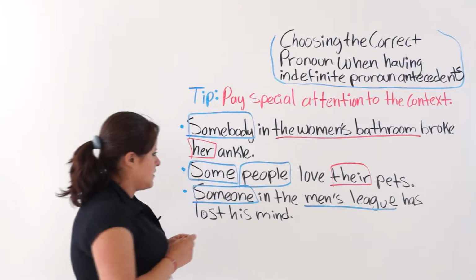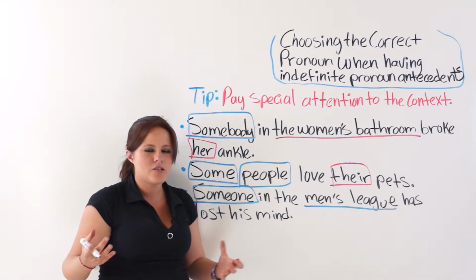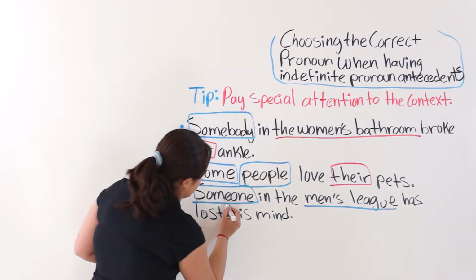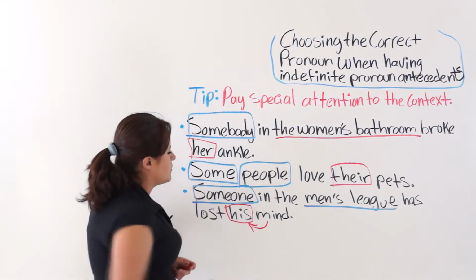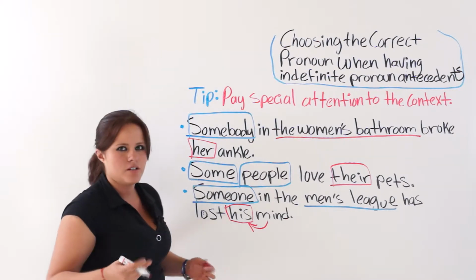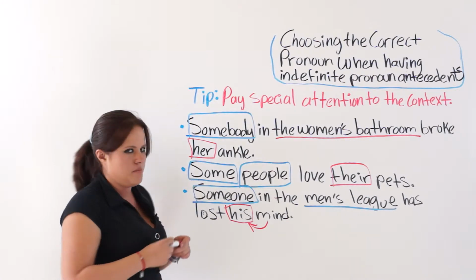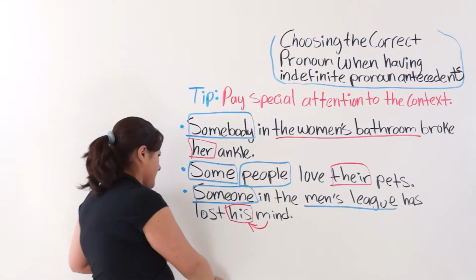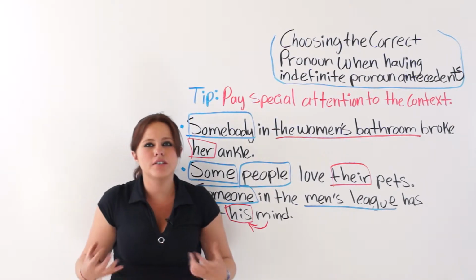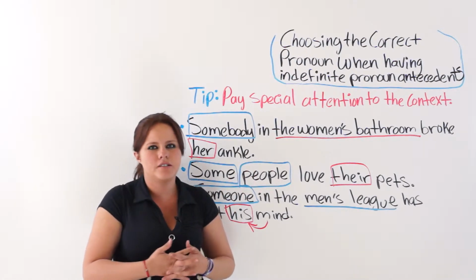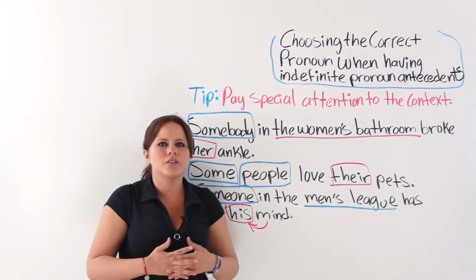So we could decide for a singular masculine pronoun, his. Since we know we are talking about belonging, we are going to use a possessive masculine singular pronoun. Someone in the men's league has lost his mind. This is the way you must choose a pronoun when you have an indefinite pronoun antecedent. Next, I will give you more examples so that you can amplify your knowledge in this topic.